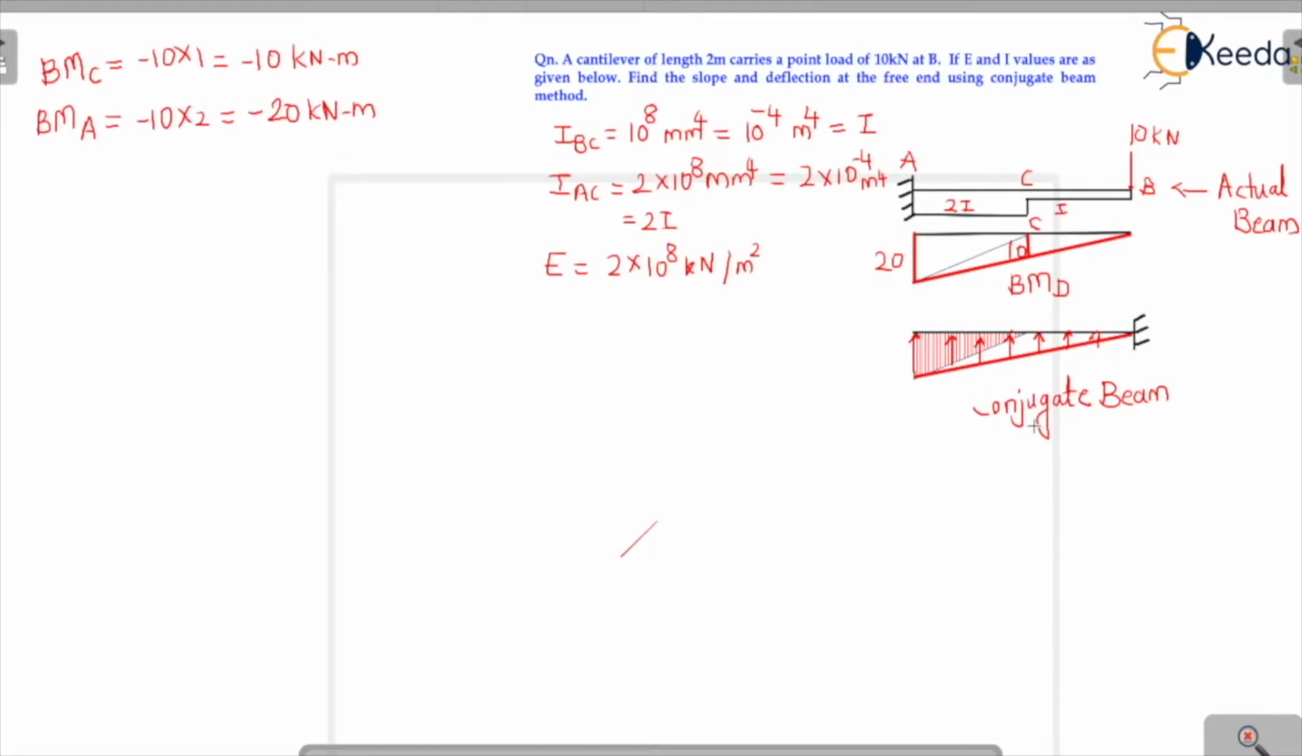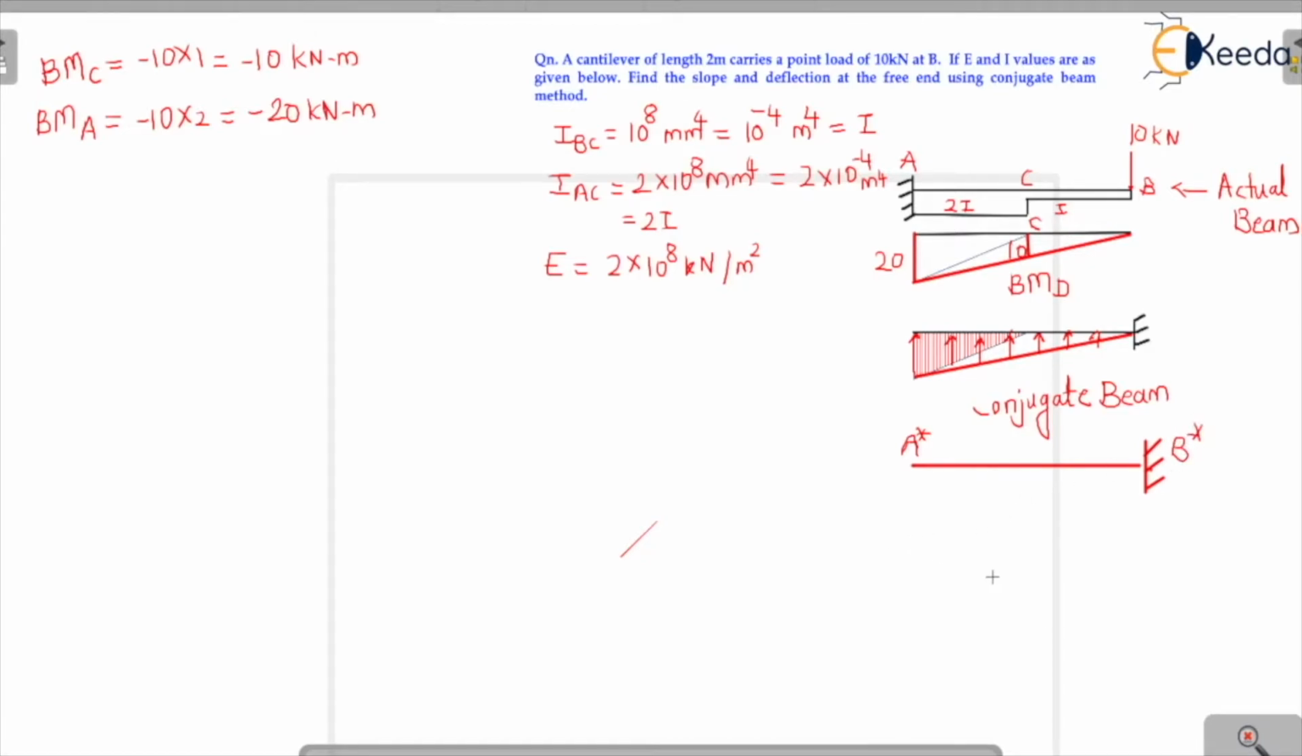Now construct the conjugate beam. Let us construct the proper conjugate beam as per the I given. I is changing because here it is I, here it is 2I. So let us draw the conjugate beam. Here this free end becomes fixed. These ends we will write as A star and B star for the conjugate beam.